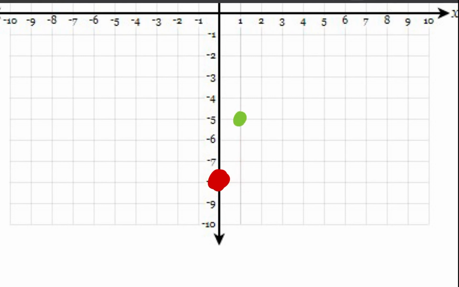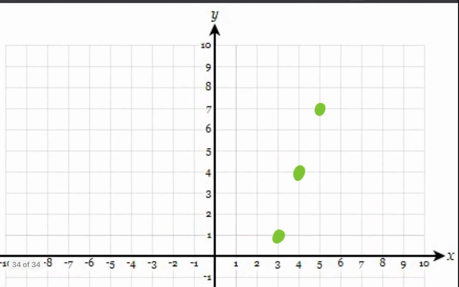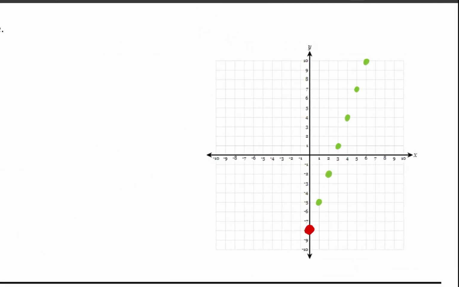Do it again. Go to the right 1, up 3. Go to the right 1, up 1, 2, 3. Here we go. Go to the right 1, up 3. And keep going until you can't go any further. And look at that. We have a beautiful straight line. If you have any curved lines or dots that go out of whack or out of sync, something's gone horribly wrong because this is straight linear. Ain't nothing supposed to be looking crazy.